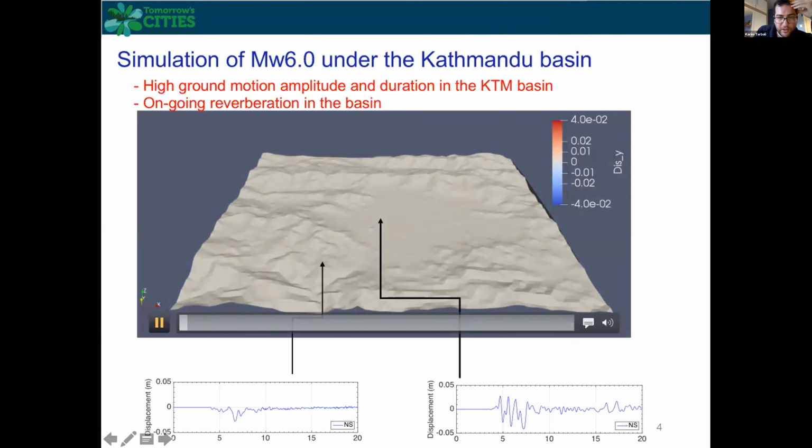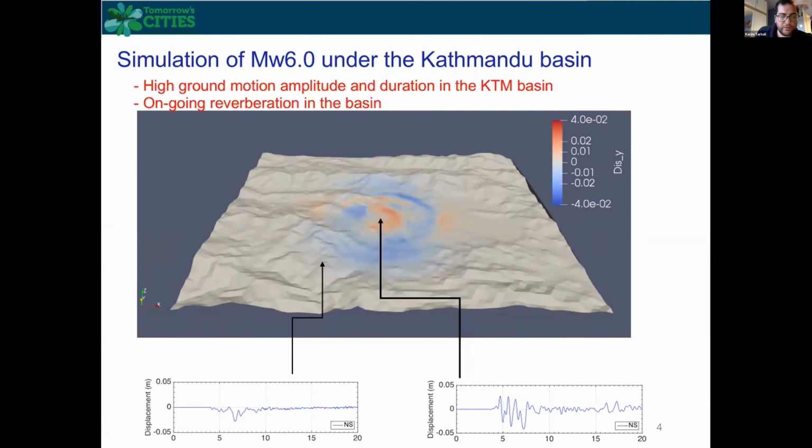What you are seeing in terms of color is, as I said, the displacement in the north-south direction. The rupture starts and the seismic waves are propagated, and the red colors are positive, meaning the north direction, and the blue ones the south direction. So you can imagine the earth is shaking as the rupture is progressing on the fault plane.